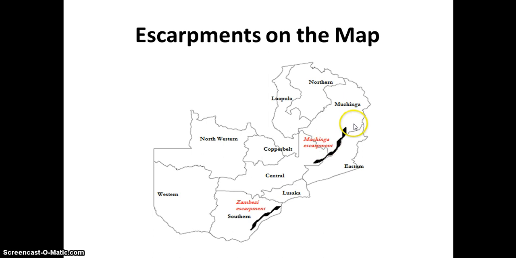So this one here, the one in red, which borders on the Eastern Province and the Muchinga Province, is known as Muchinga Escarpment. And there's another one here in Southern Province. It's known as the Zambezi Escarpment. So in the exam, they may bring you a map like this, and then they'll just put an X here or whatever letter. Then they'll ask you to state or to tell what escarpment that is. So it is important. You need to know where these escarpments are.